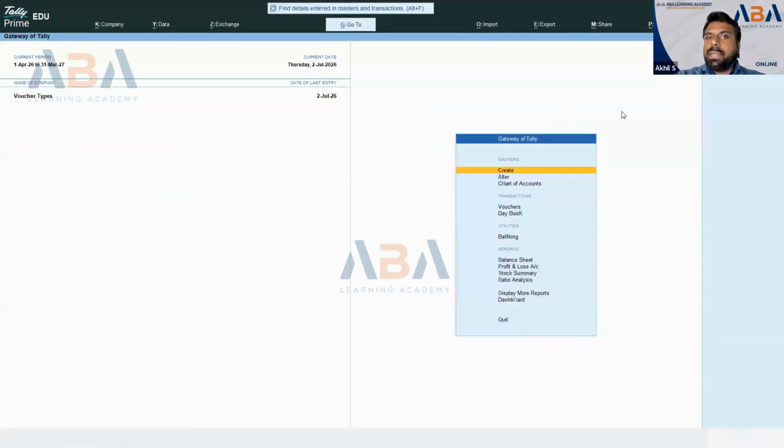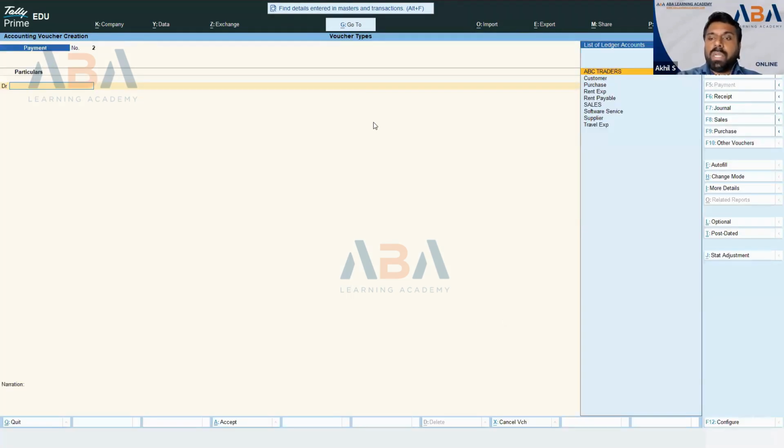So now we are in Tally. We can go and post the payment transaction. This is gateway of Tally, and there we can see vouchers. Instead of using the mouse, just press V. It will take us to the vouchers, and by default, it is taking us to payment. If you cannot find payment over here, if it is contra or receipt, just press F5. The shortcut key is F5, you can see here on the right side. Payment is not highlighted because we are already in the payment voucher.